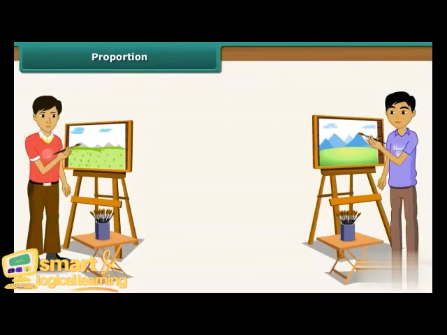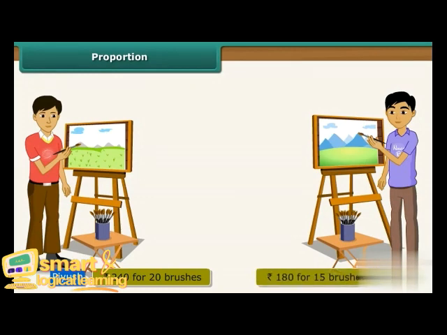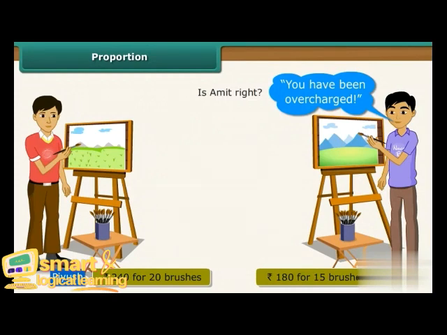Proportion. Piyush and Amit are excellent painters. Recently, Piyush bought 20 paint brushes for Rs 240 from a stationery shop. Amit bought 15 identical brushes for Rs 180 from the same shop. Amit claims that the shopkeeper overcharged Piyush. Is he right? Let us see.